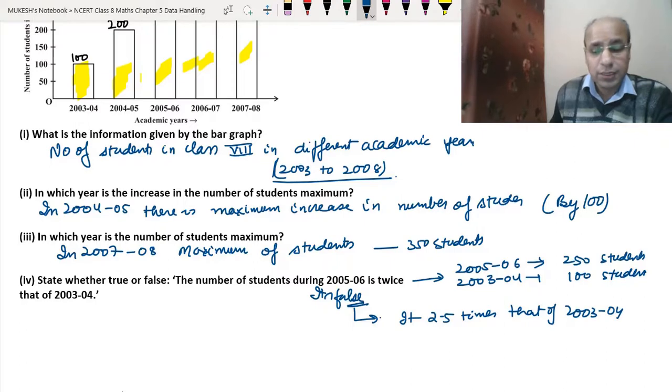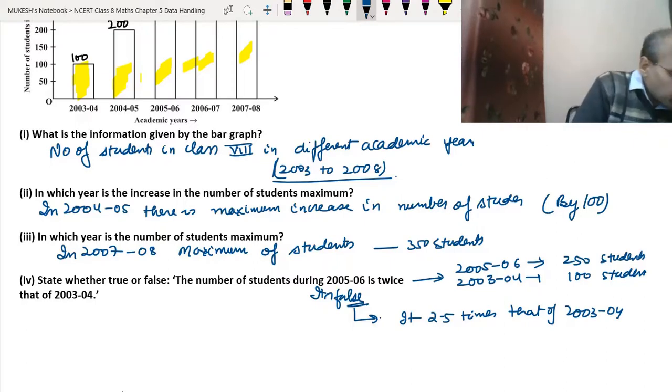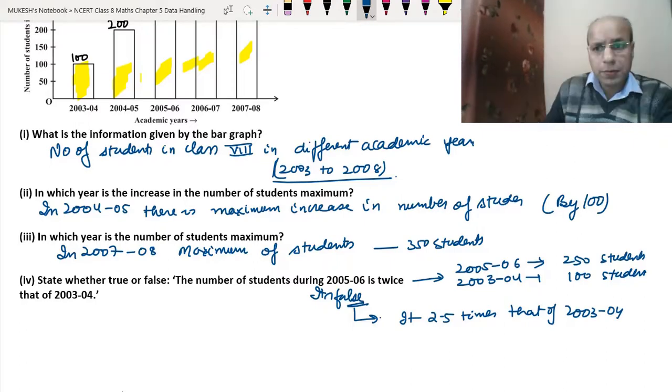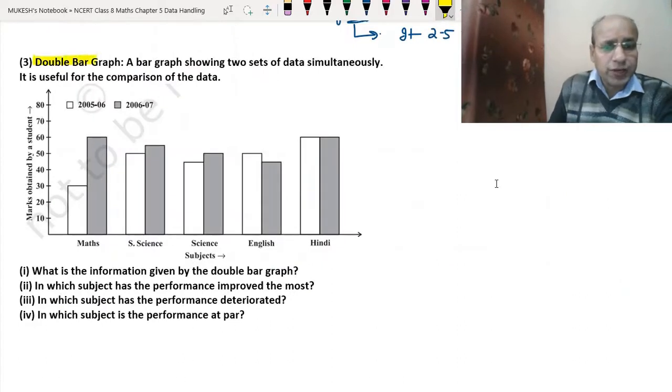Okay, I hope you got it. Now let's do the next example, the next double bar graph. So what is the double bar graph?